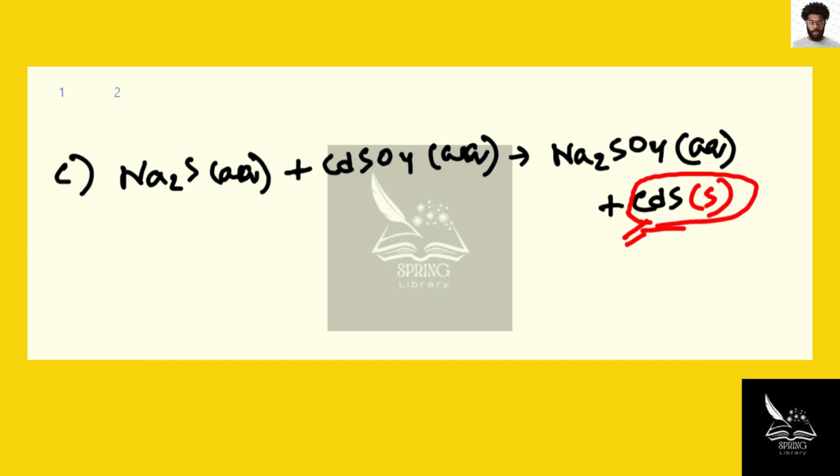And now if we go for the reaction balancing, we have two sodium here and two sodium here, then we have one cadmium, one sulfate, and finally one sulfide. That means this reaction is also already balanced. So this is the balanced equation for this reaction, and cadmium sulfide is our solid precipitate here.